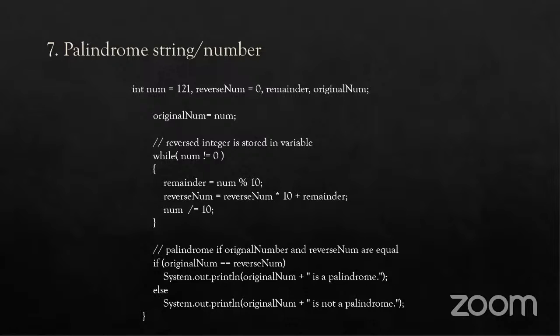Also, we will have a palindrome string. That is, we need to reverse the string by calculating the length of the string. We can reverse the string, and check whether the original string is equal or not equal to the reversed string. If it is equal, it is a palindrome, and if not equal, it is not a palindrome. Okay, that is in case of a string. So these are the questions that are commonly asked in interviews from loops.